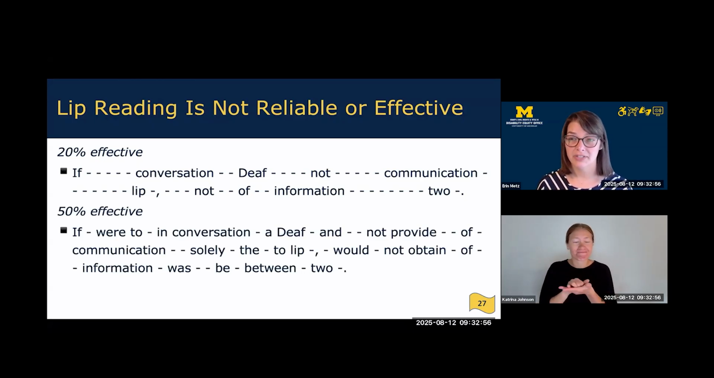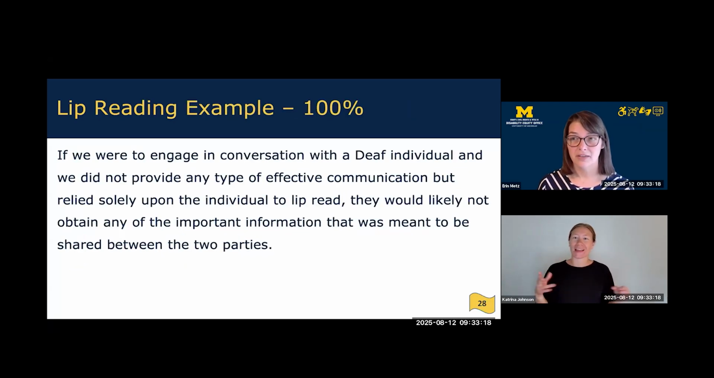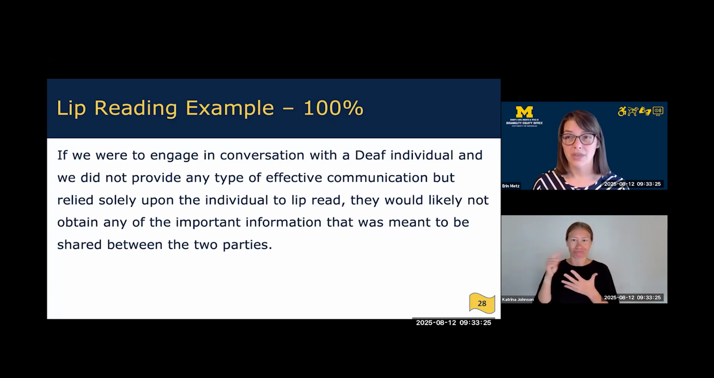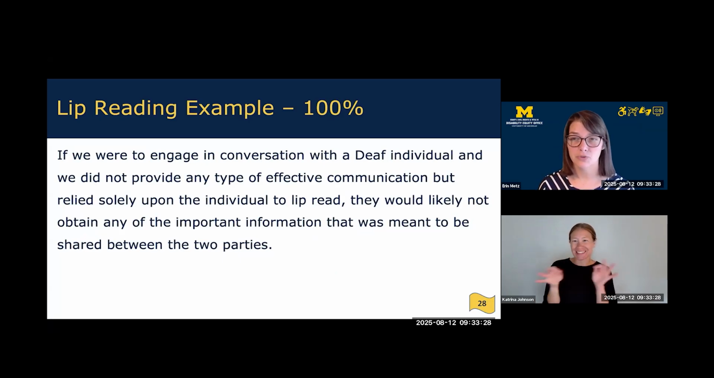Even with a 50% accuracy rate simulated in this next example, you can see there are still significant gaps and missed information. This demonstrates that while some information does get through, relying on lip reading alone can result in a substantial loss of meaning and very ineffective communication. If we were to see a 100% effective example of lip reading, or if we used an alternative for effective communication, we would know that if we were to engage in conversation with a deaf individual and we did not provide any type of effective communication, but relied solely upon the individual to lip read, they would likely not obtain any of the important information that was meant to be shared between the two parties.